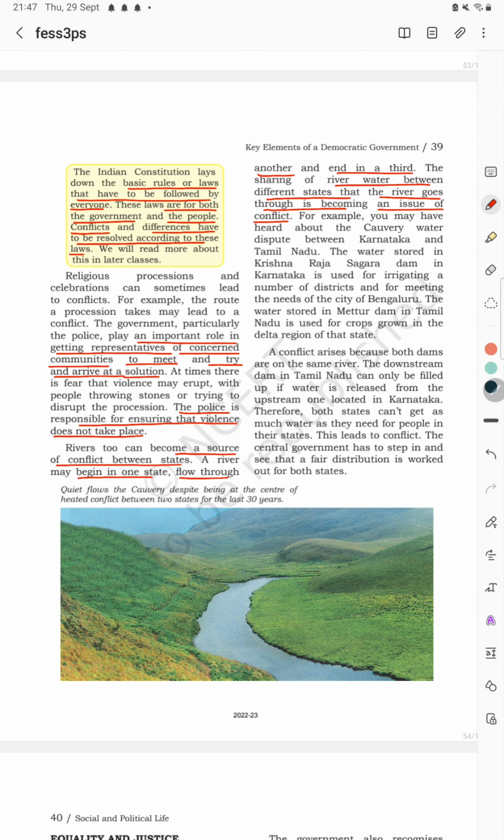For example, you may have heard about the Kaveri water dispute between Karnataka and Tamil Nadu. The water stored in the Krishna Raja Sagar Dam in Karnataka is used for irrigation in a number of districts and for meeting the needs of the city of Bengaluru. The water stored in the Mettur Dam in Tamil Nadu is used for crops grown in the delta region of the Tamil Nadu state.